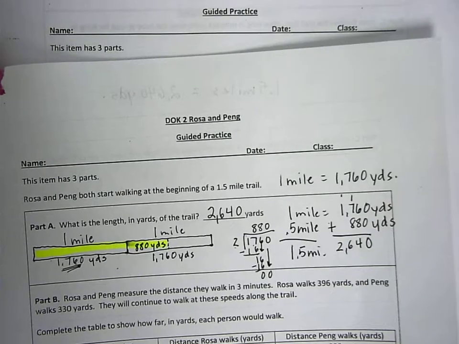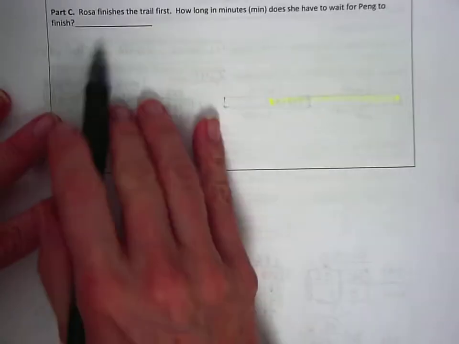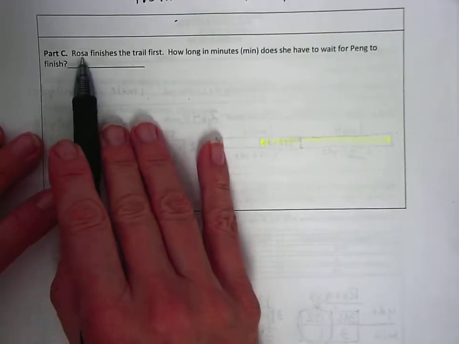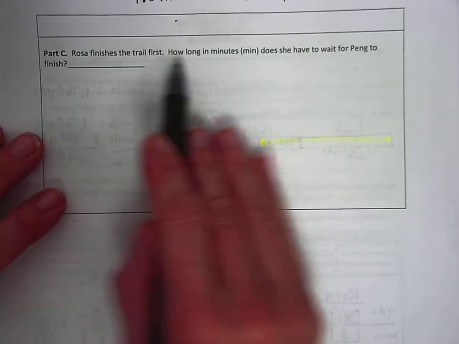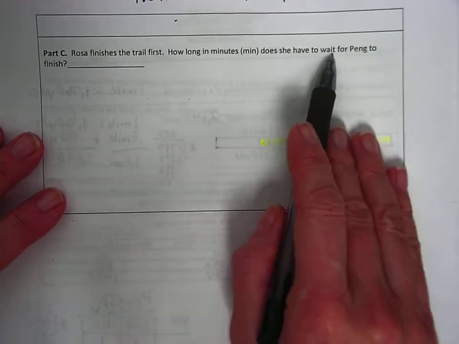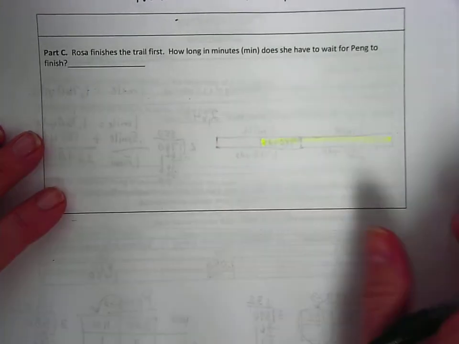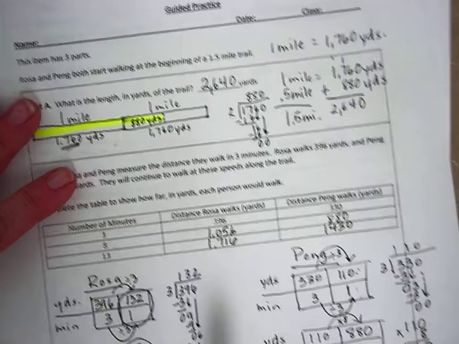Okay. All right. So here's the situation. Rosa finishes the trail first. How long in minutes does she have to wait for Peng to finish? Okay, so we need the minutes too. We need the unit rates.